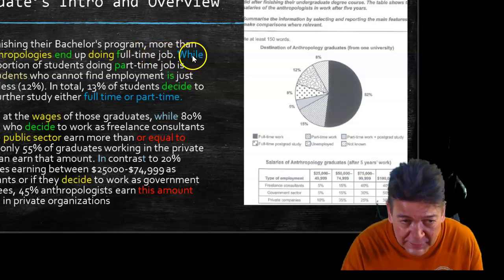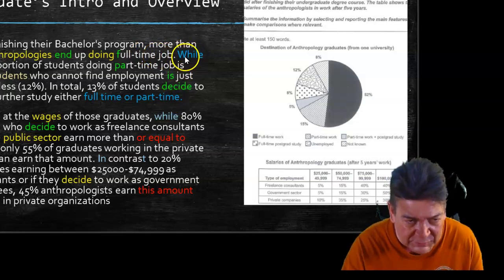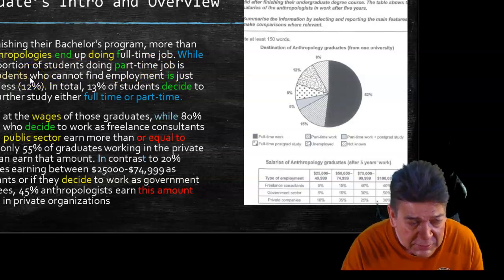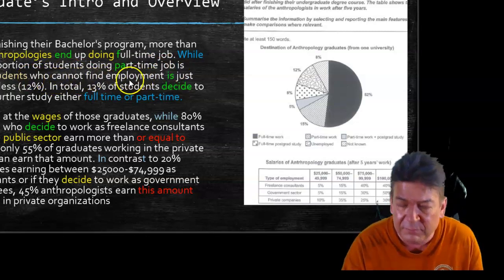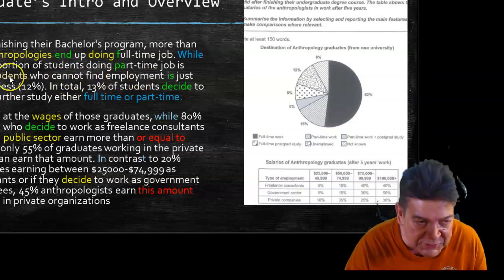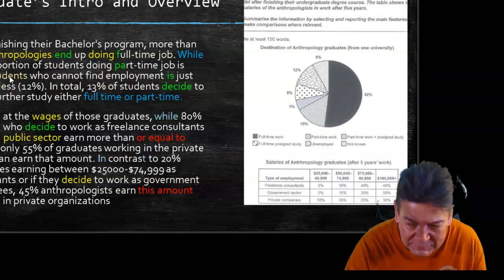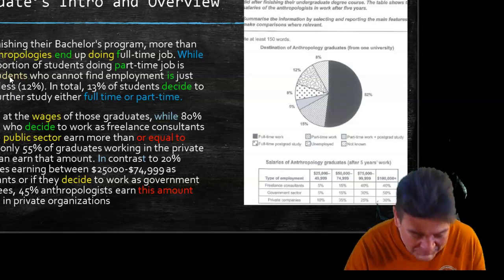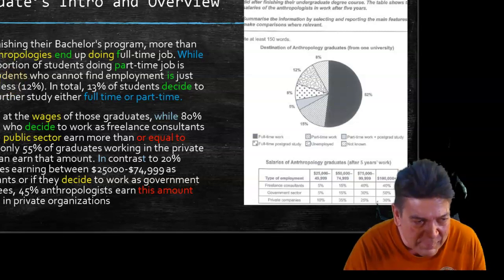Uh-oh, here comes the while again. Didn't we have that in the last paragraph? Yes, we did. While the proportion of students doing part-time jobs is 15%, students who cannot find employment. They're not students anymore, for one thing. They've graduated. Cannot find employment. Yeah, the unemployed.